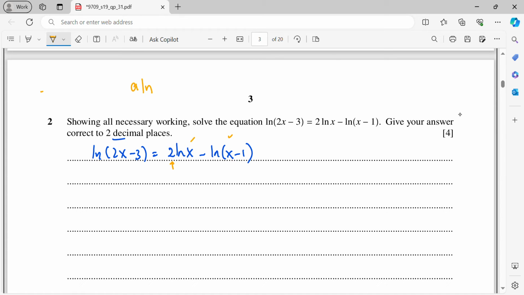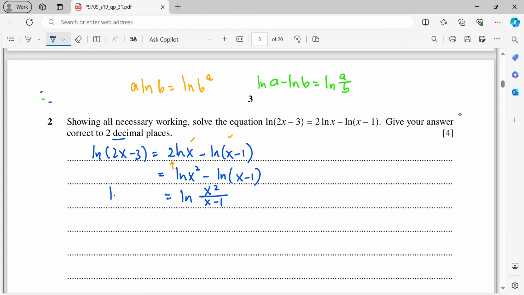Therefore, we have the formula a ln b equals ln b to the power of a, which means I will move up the 2. So this means ln x squared minus ln of x minus 1. Now, since you have 2 ln there, ln a minus ln b is ln of a over b. That means now I will be getting ln of x squared over x minus 1. So I will rewrite my left hand side, and now I can cancel off the ln from both sides. Therefore, you are getting 2x minus 3 equals x squared over x minus 1.